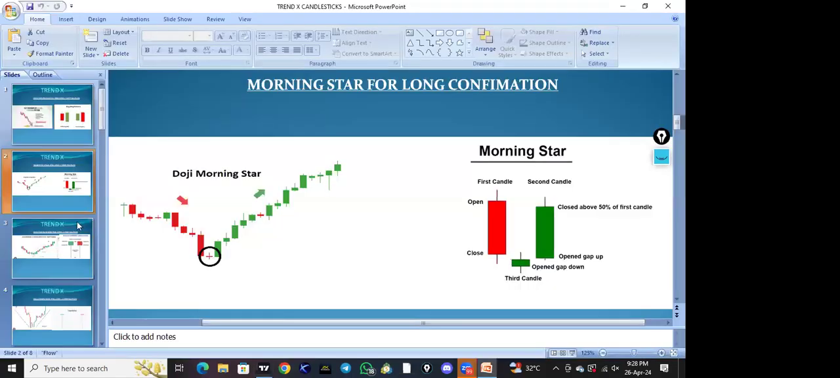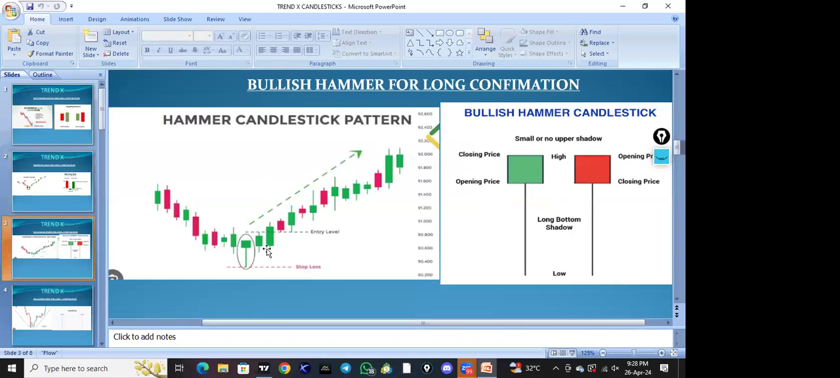Okay, this is the morning star. This is the hammer. Just now I was showing you, right? This is the hammer. It can be red or green. Doesn't matter. Again, it should be near support, definitely. And when you see this candle, just go for a long position. Keep your stop loss. You can go for long and keep your stop loss.